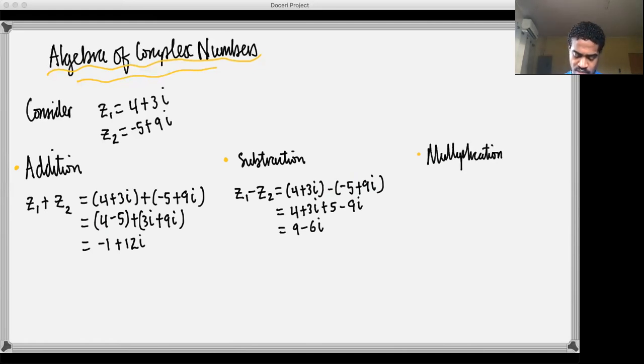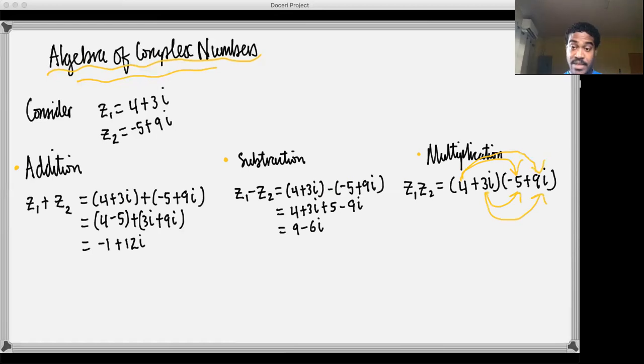So multiplication, how would we do this? Let's just write it down and replace these two. When we replace them, the simple thing to do with multiplication of two complex numbers is to multiply them using the distributive rule. So you will multiply the positive 4 by negative 5, and then take it again and multiply it by the positive 9i. And the 3i, you would multiply by the negative 5, and then multiply it by the positive 9i. So that's basically the procedure.